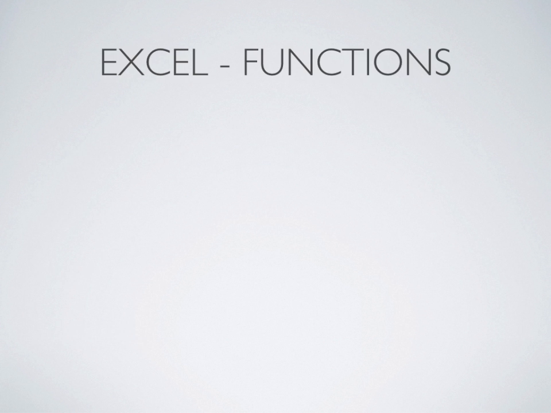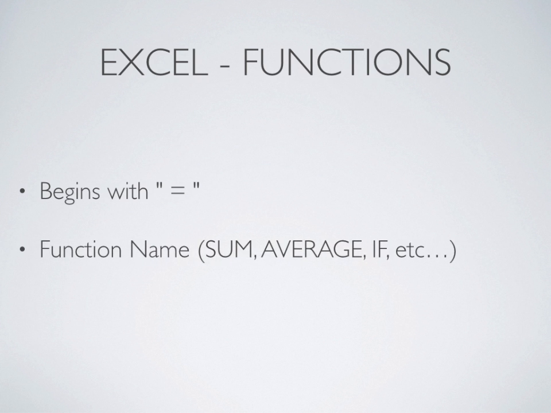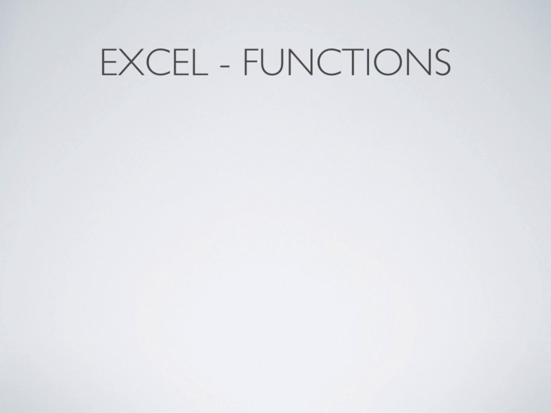Next we have functions. Functions are similar in that they begin with an equal sign, but instead of a bunch of constants, you're going to have function names. So SUM, AVERAGE, IF, and that's going to be followed by an open parenthesis, the argument, and then a closed parenthesis. So one of our examples here is equals SUM. You have your first number, your second number. You could also include specific cells or have a range of numbers.